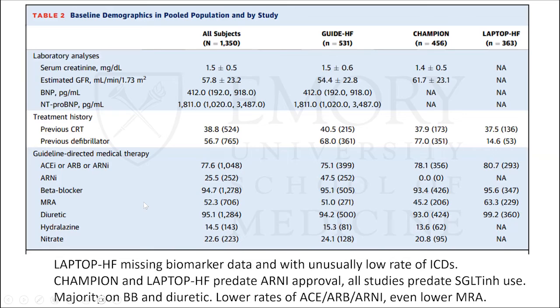In terms of GDMT, beta blockers were the highest GDMT across the board at about 95%, and then diuretics are almost even higher, 95% plus. Of course, SGLT2s weren't around, really hadn't been included in the guidelines, and the ARNIs were just being introduced, more so in the Guide HF. You can see the uptick there.